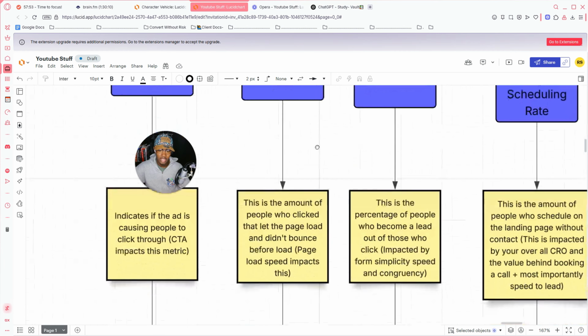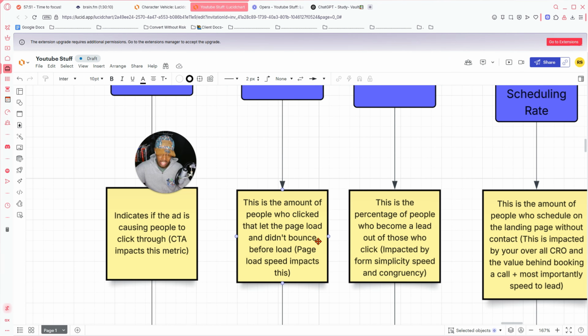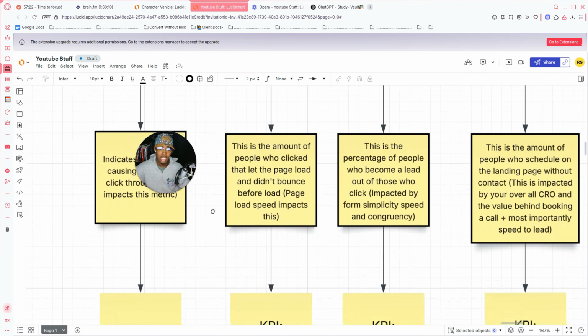Landing page view rate. Now, this is the amount of people who click, let the page load, and didn't bounce, which means they didn't leave before the page actually loads. This is impacted by page load speed and then also the quality of the ad, meaning the more motivation they have to see whatever is on the other side of the ad that you told them about, the more they're willing to go through to get there. So it's impacted by the ad, but then also the load speed of your page, but mostly load speed.